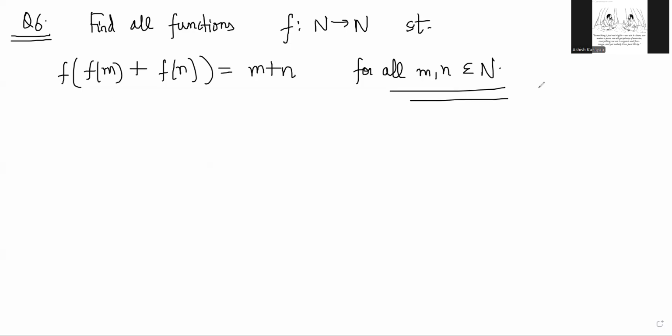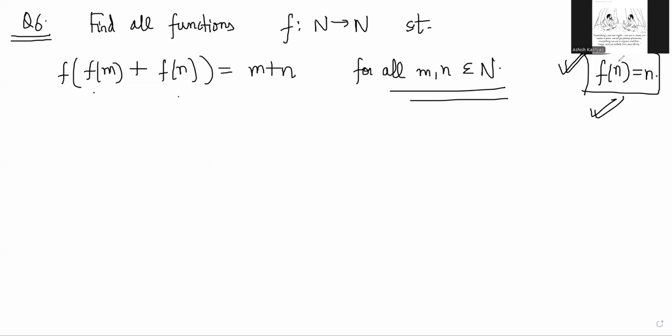We will try and prove that f of n is equal to n satisfies this functional equation. It is obvious that f of n is equal to n will work. You can put it here and you will get m plus n, and then m plus n is equal to m plus n. So we have a solution f of n is equal to n. We just have to prove that there are no other solutions, right?